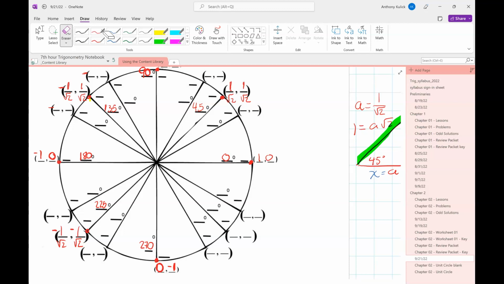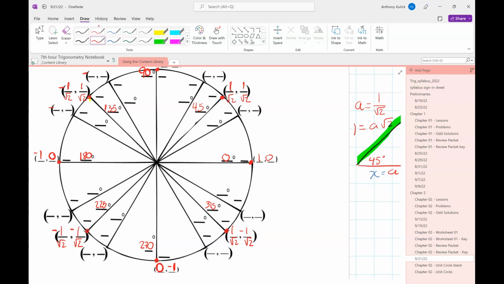And the last place where we can build a 45, 45, 90 reference triangle is here at 315. This is the fourth quadrant. In the fourth quadrant, x's are positive or negative? Positive. And the y's are? Great. So we're done with the 45, 45, 90 reference triangles.